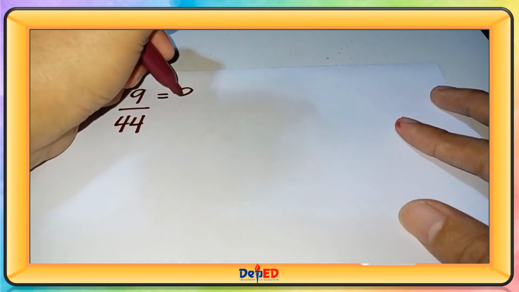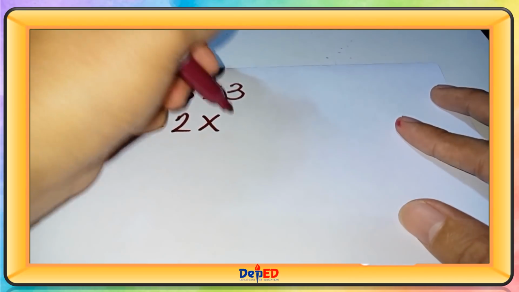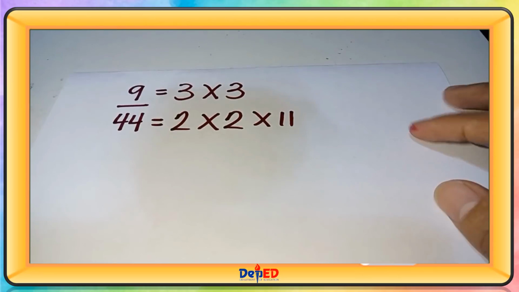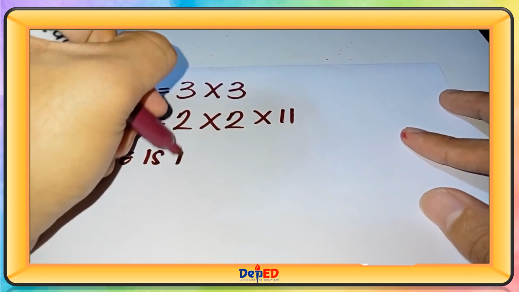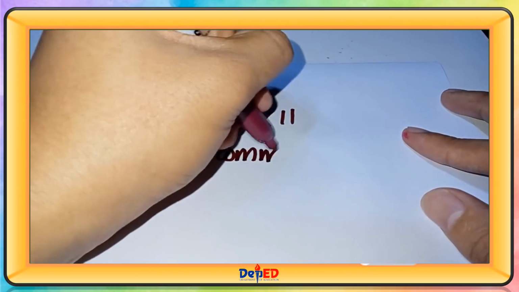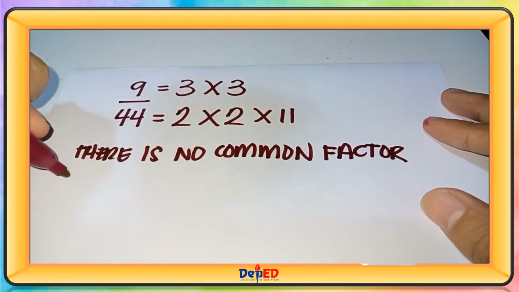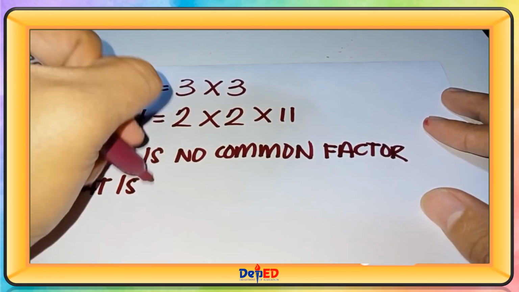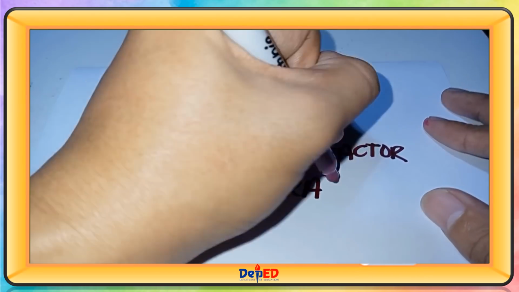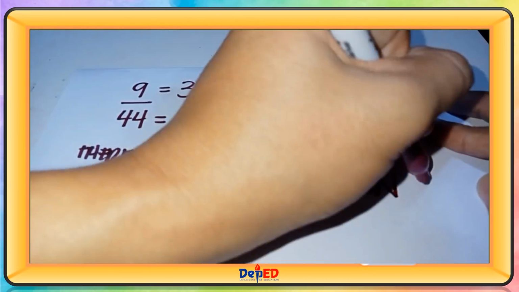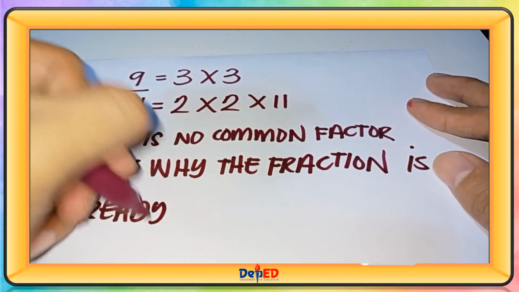9/44. The prime factor of 9 is 3 times 3. 44 is 2 times 2 times 11. There is no common factor. That is why the fraction is already in its simplest form.